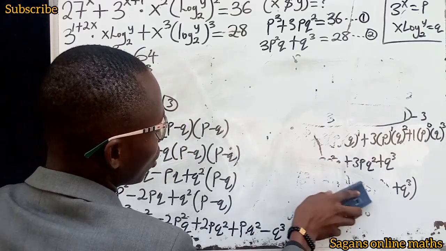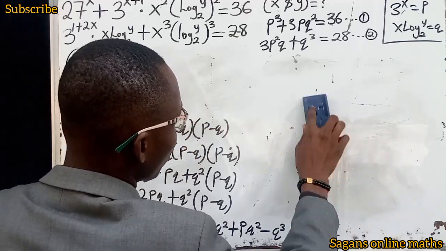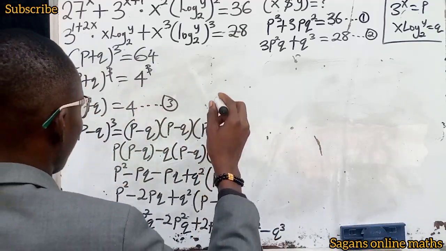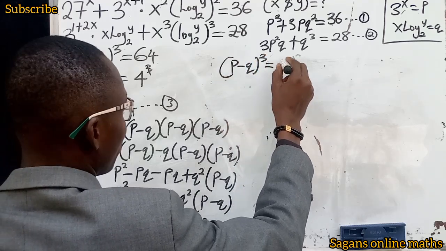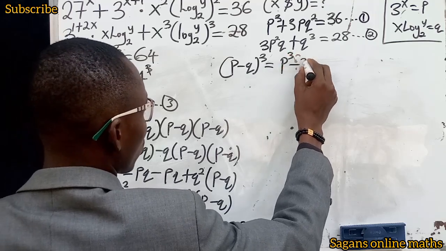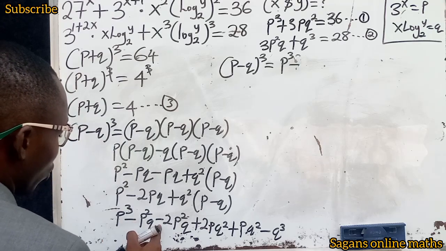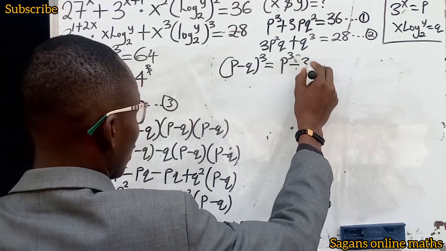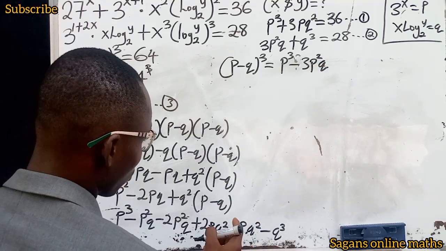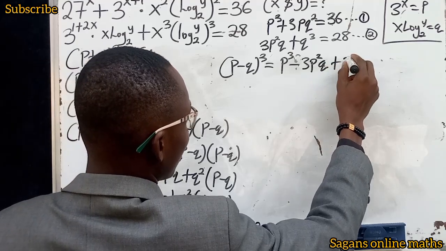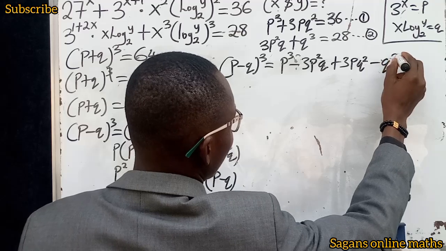Now you can see the outcome of this. The outcome is that p minus q to the power of 3 is equal to p to the power of 3, minus 3p square multiplied by q, since this minus and this give us minus 3p square q. Then this and this are the same, right? So we get plus 3p multiplied by q to the power of 2, then minus q cubed.